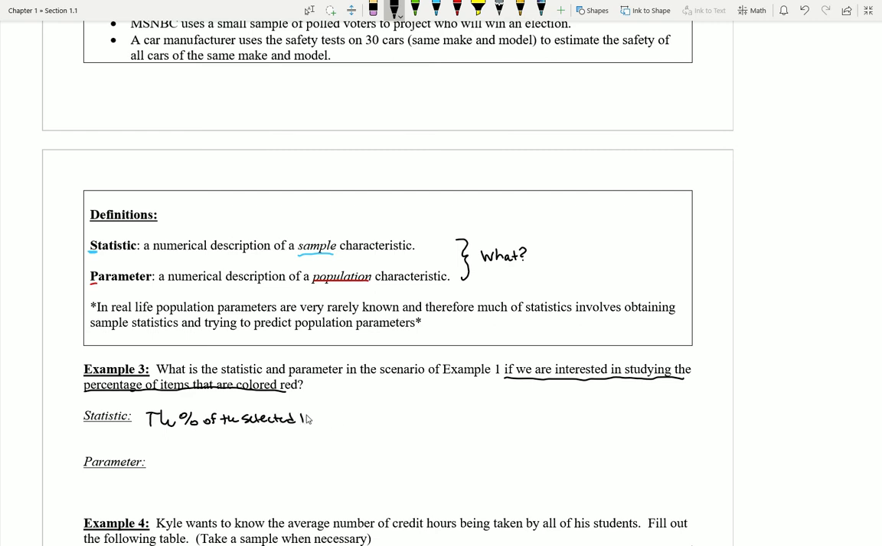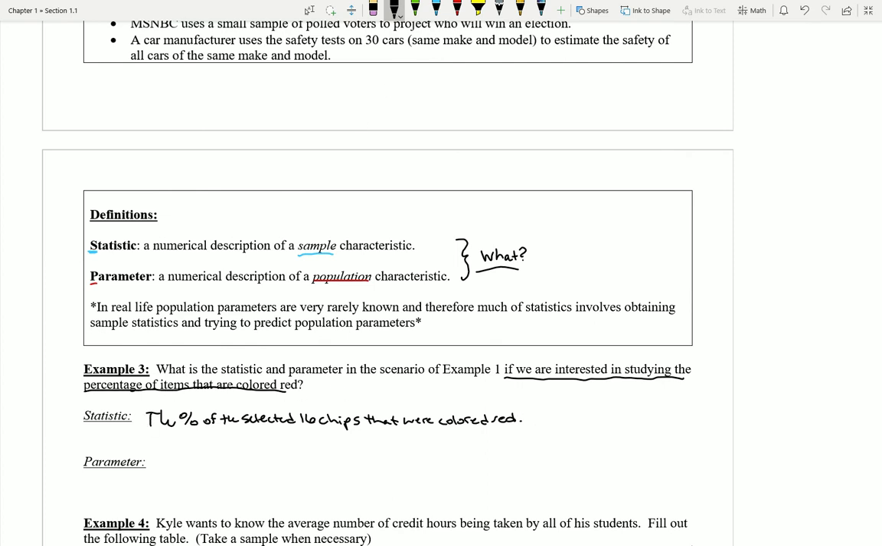of the selected 16 chips that were colored red. Notice I'm writing that as a sentence. This would be the number that I was looking for. Whatever this mystery percentage is, that is the statistic, right? It's exactly what I said up above. It's what I'm looking for.